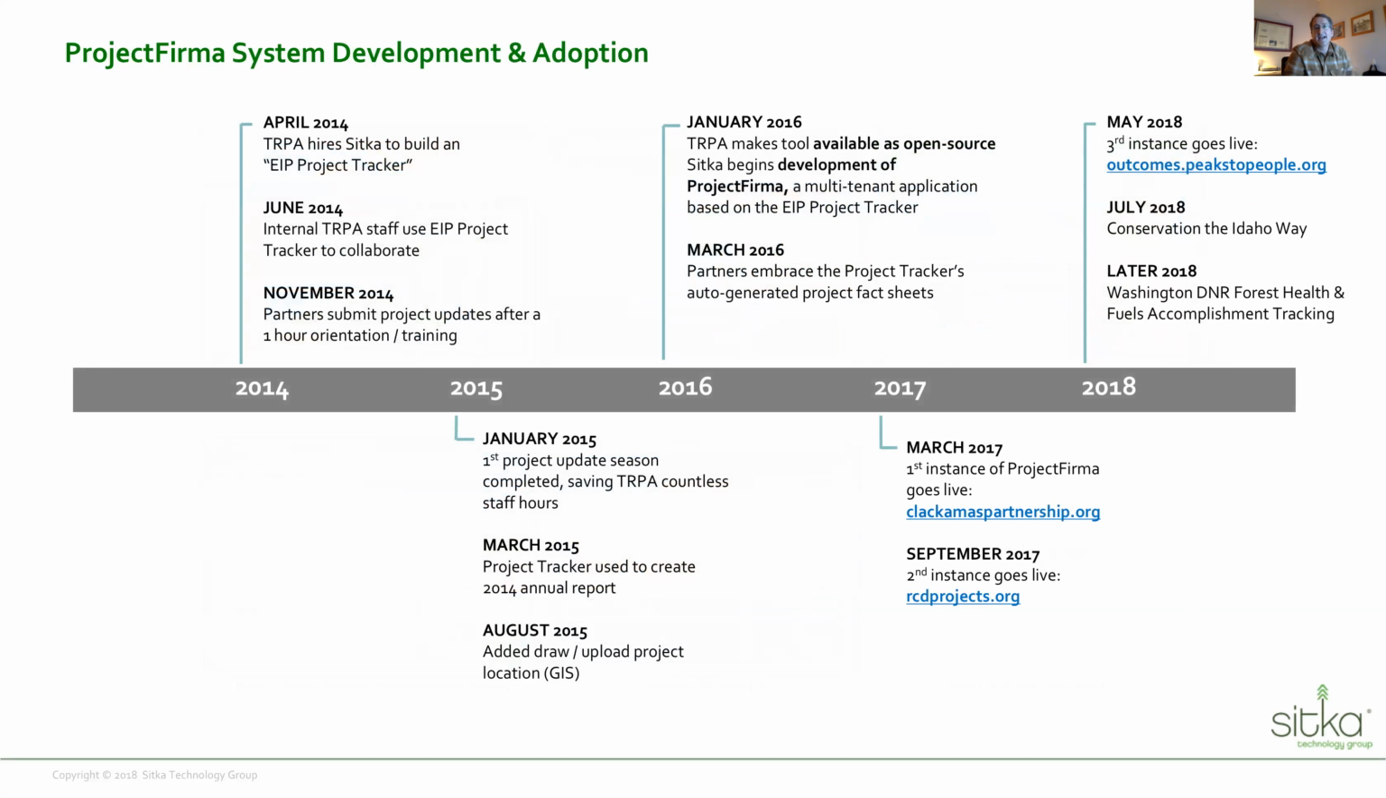So this next slide just provides a timeline of some of the key events in the development and adoption of this platform since 2014. So it all started when TRPA put out an RFP looking for a better way than the multitude of spreadsheets and some limited work in GIS to track their projects, the funding, and their accomplishments of its 50-plus partners around the Tahoe Basin.